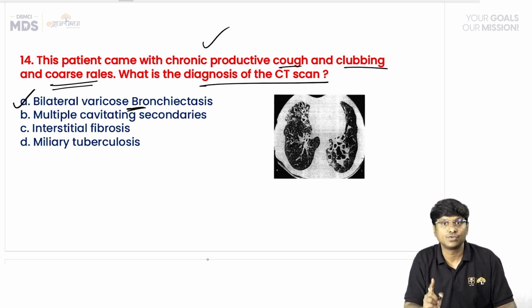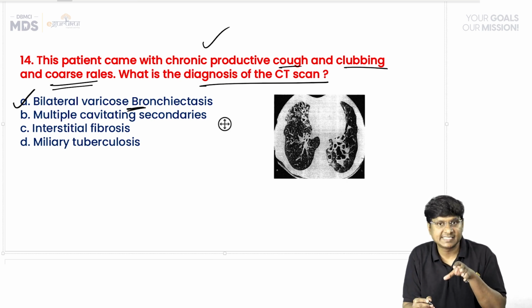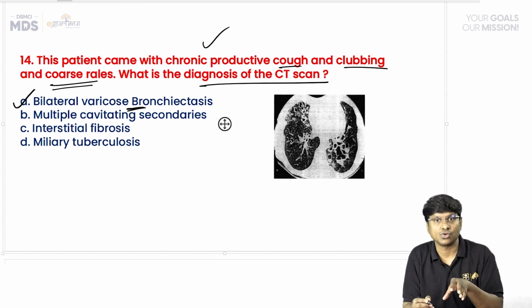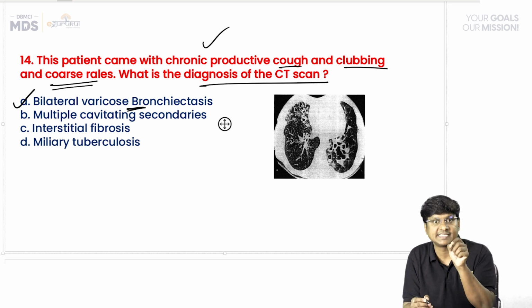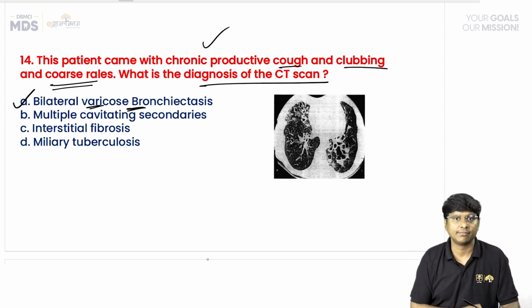And here you have multiple clusters of thin-walled cystic spaces in the lung parenchyma, which is suggestive of bilateral varicose bronchiectasis.